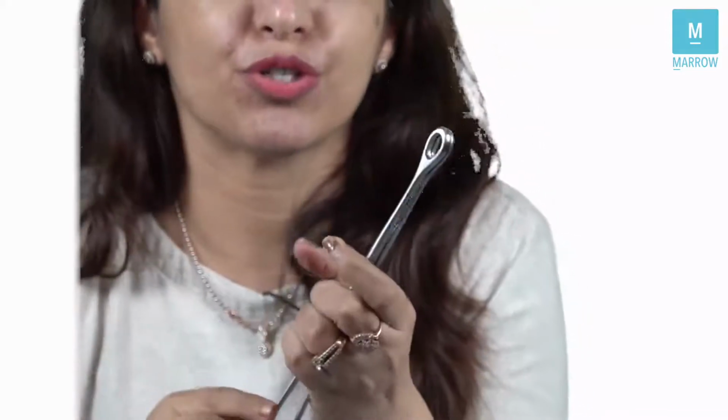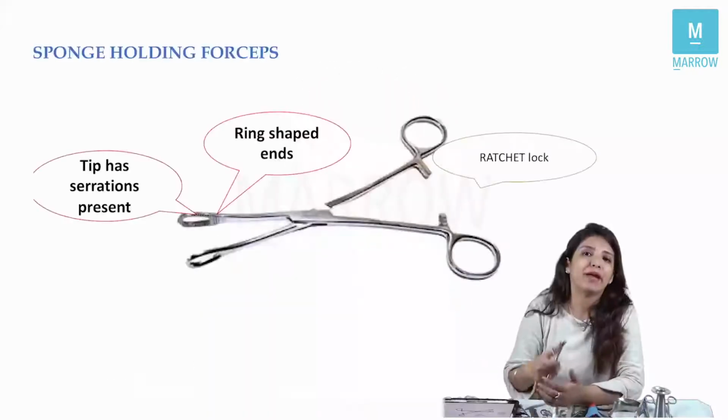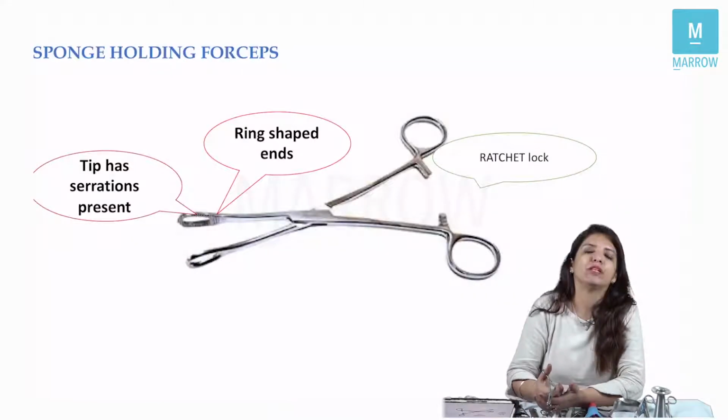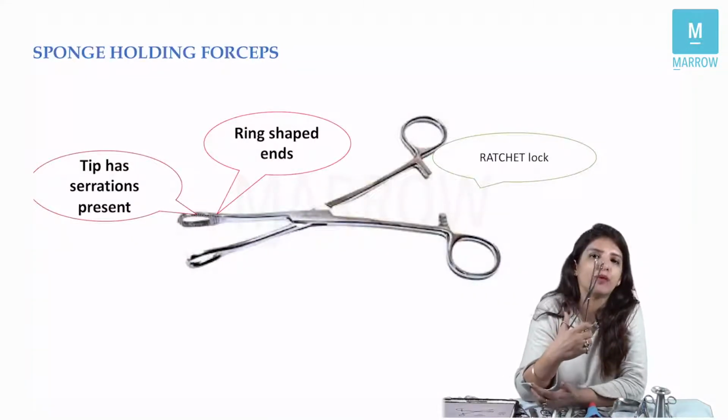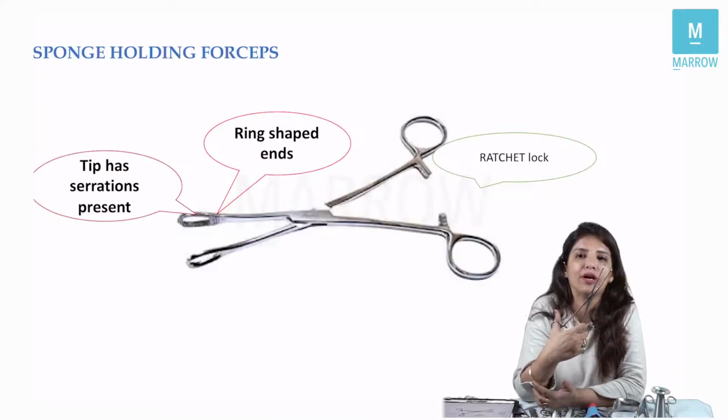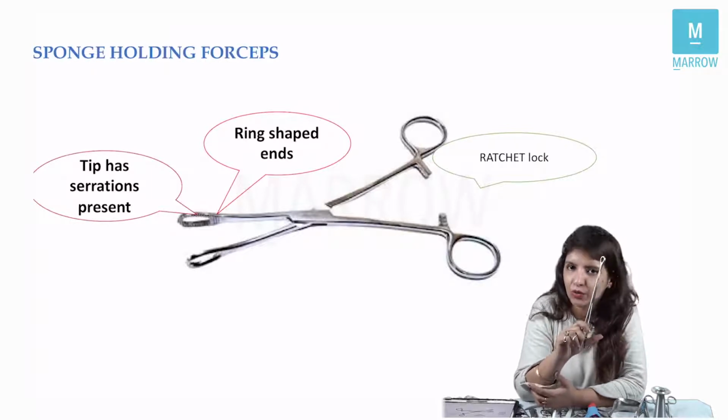What do you use a sponge holding forceps for? You use a sponge holding forceps to paint. You pick up the swabs, cotton swab, and you paint the part before doing any surgery. Whether it is abdominal surgery or vaginal surgery, before any surgery, painting of the part is done with the help of a swab which you pick up with a sponge holding forceps, right?